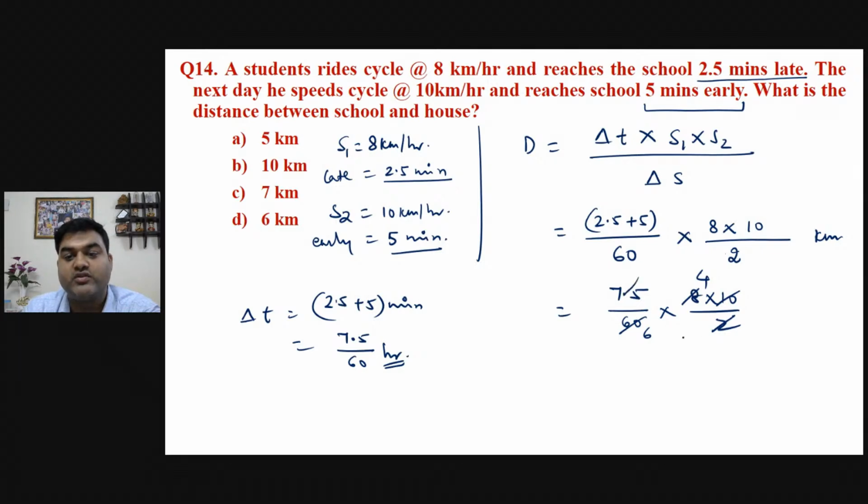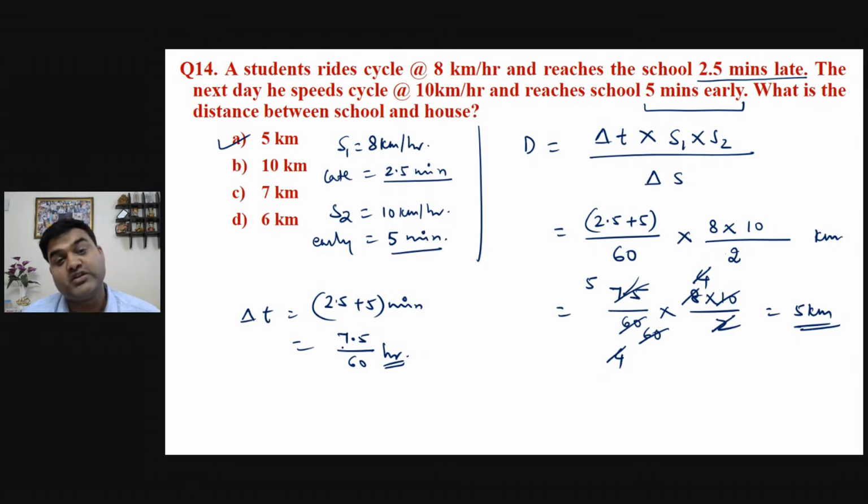Suppose this has to go, then this 10 has to come. 15, 5 times 15, 4 times 15, correct. 4 and 4 get cancelled, the answer will be 5 kilometer. Directly we get it. Okay, now this is one form, the formula way, right?